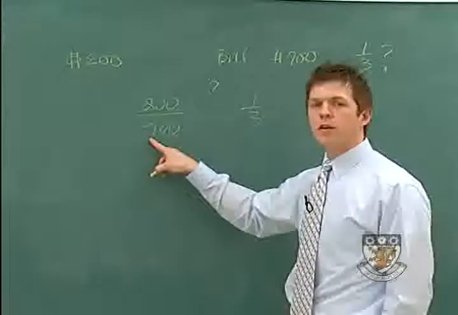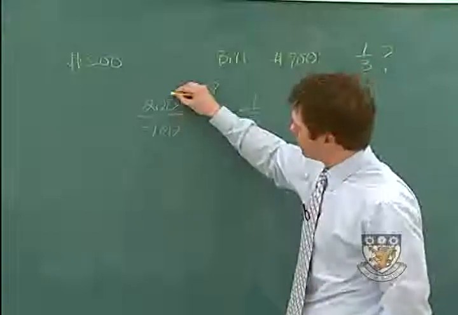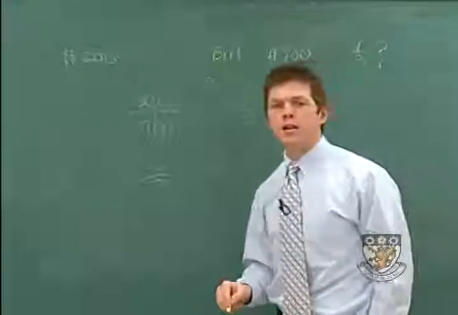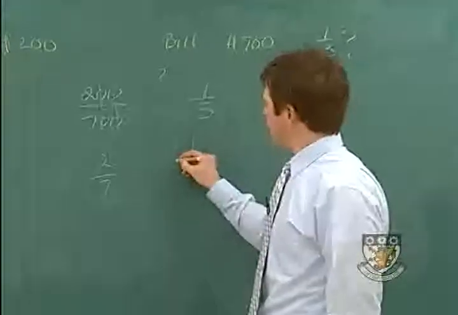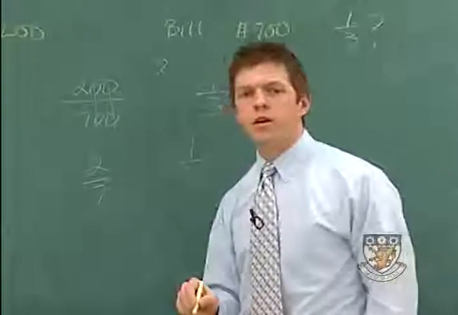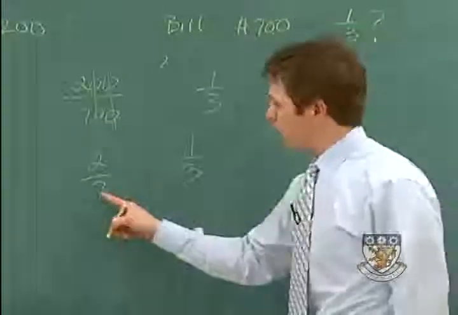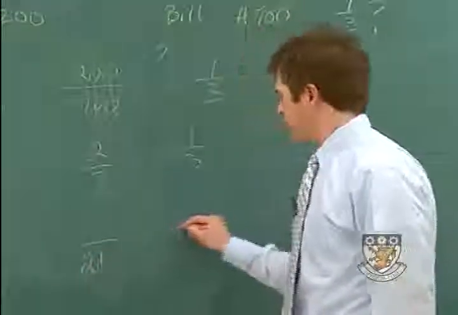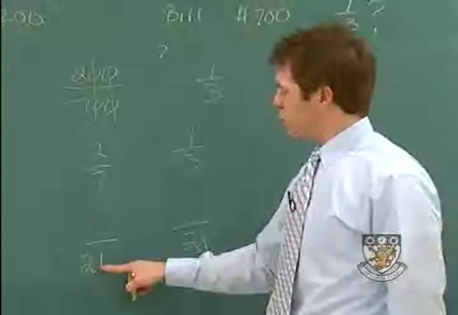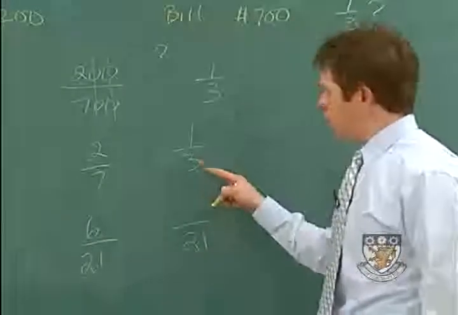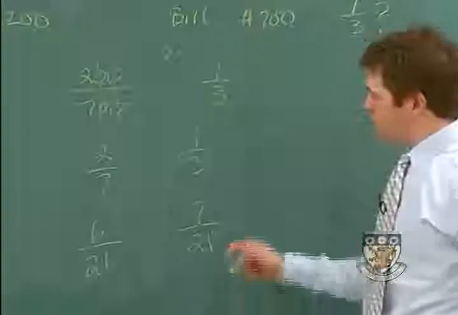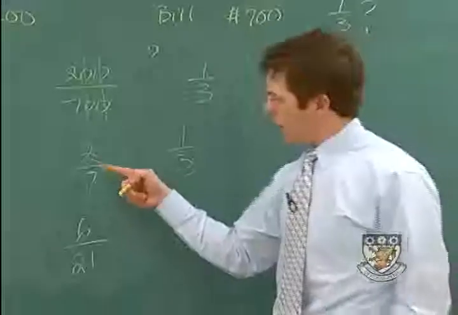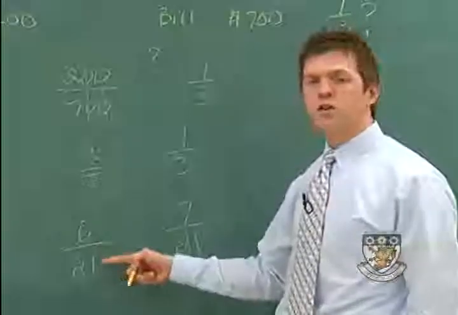Well, as you can see here, 200 over 700 is an equivalent fraction to 2 over 7. You can reduce that by dividing by 100. And you say, okay, how does that relate to 1/3? We did one of these earlier. We're going to find the least common denominator between these two, which will be 21. 7 goes into 21 3 times, times 2. 3 goes into 21 7 times. So an equivalent fraction of 1/3 is 7 over 21. An equivalent fraction of 2 over 7 is 6 over 21.